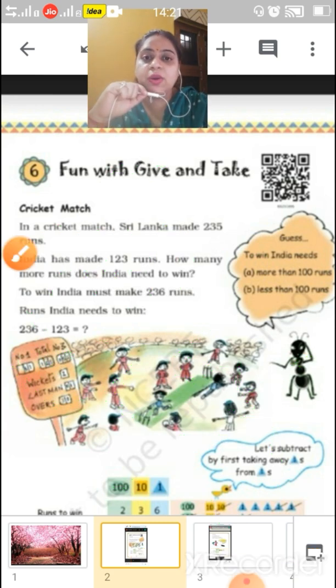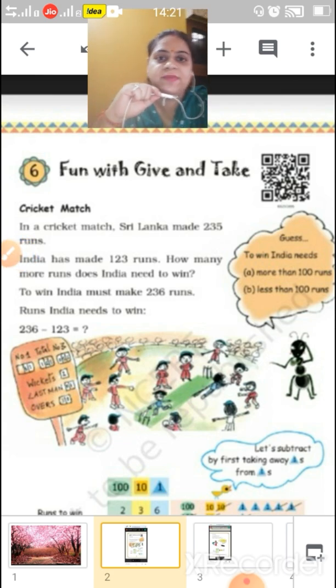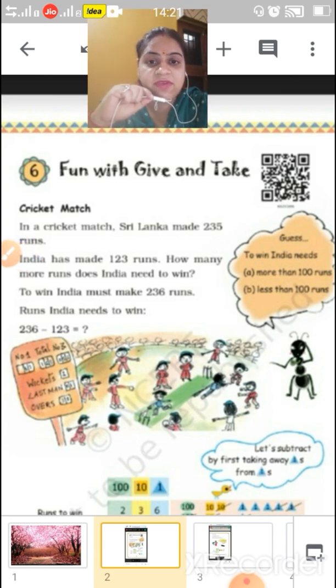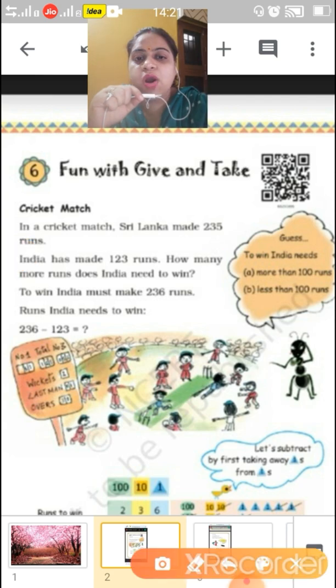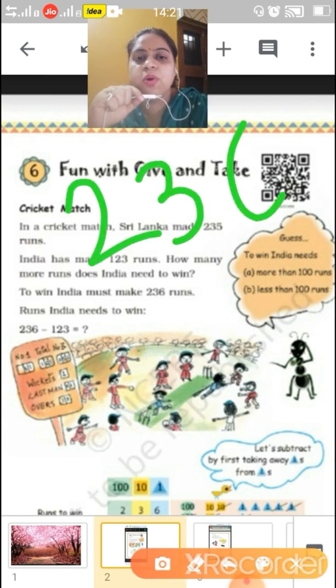But today we are going to start our new chapter called fun with give and take. So children, now let's start with our chapter. In a cricket match, Sri Lanka made 235 runs. India has made 123 runs. How many runs does India need to win? So the total runs India wants to make is 236.